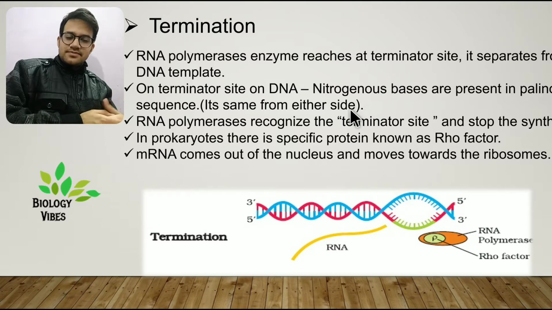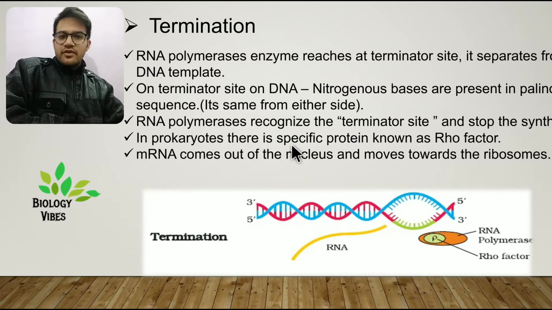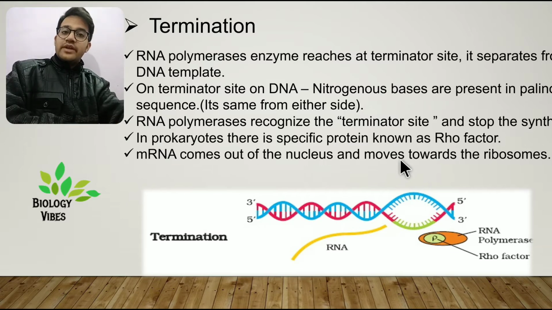So when this RNA polymerase reaches a site that's palindromic, it senses that it's time to terminate. RNA polymerase recognizes the terminator site and stops the synthesis. In prokaryotes, there's a specific protein known as the Rho protein that is responsible for this termination. So in the case of prokaryotes, the Rho factor comes into the picture, and then RNA polymerase signals that it's time to terminate and release the mRNA. The mRNA comes out from the nucleus and moves towards the protein factories of the cell, that is the ribosome, where the translation will occur.